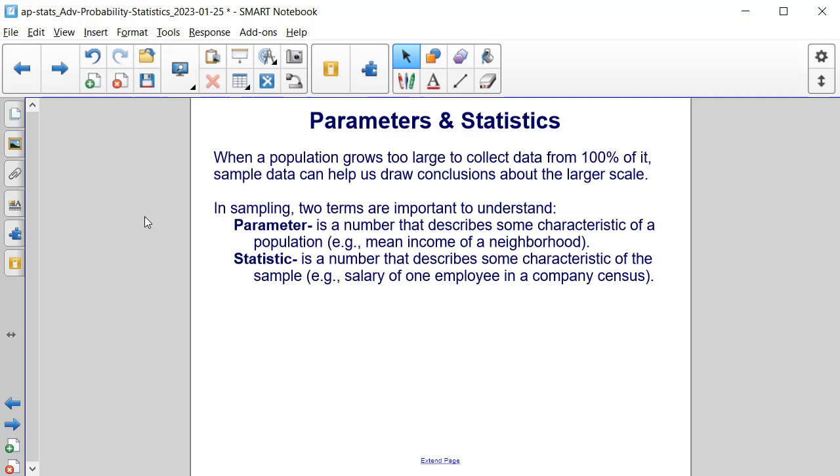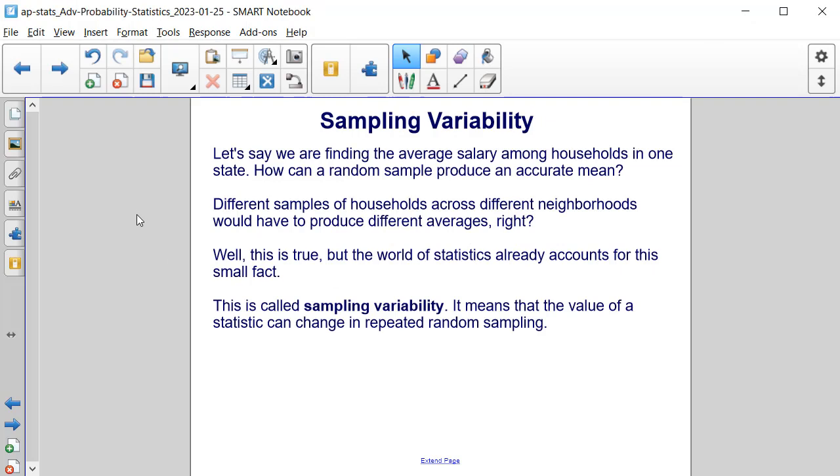Statistic is another term. It's a number that describes some characteristic of the sample. For example, the salary of one employee in a company census. Let's say we are finding the average salary among households in one state. How can a random sample produce an accurate mean? Well, different samples of households across different neighborhoods would have to produce different averages, right?